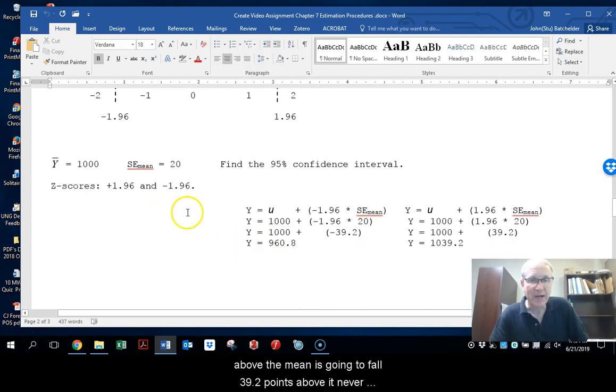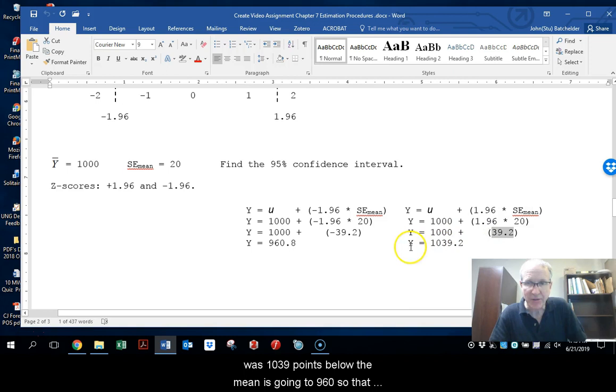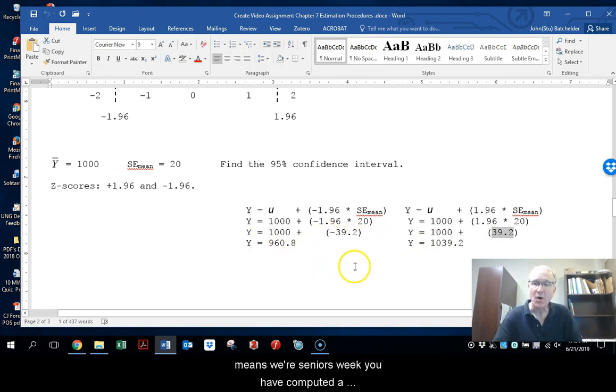And 1.96 standard deviations above the mean is going to fall 39.2 points above it. In other words, 1,039 points. Below the mean is going to fall at 960.80. So what we're saying here is we have computed a 95% confidence interval, and we're confident that our mean is accurate as long as it's between 960.8 and 1039.2.